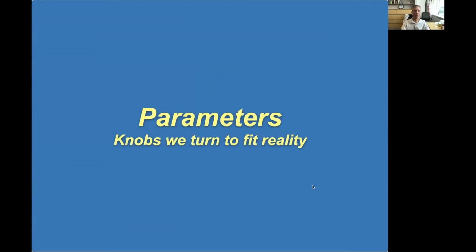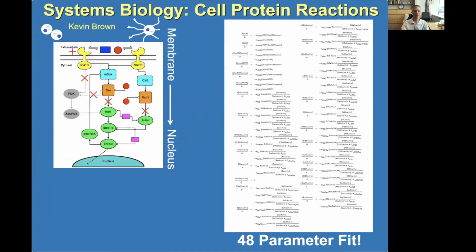So first of all, I want to talk about parameters. These are the knobs we turn to fit reality. And this is the model that got us started. This is a cancer biology model. You've got signaling molecules that attach to receptors on the membrane, and a bunch of complicated, really messy reactions happen. And then some signal gets sent to the nucleus that causes it to either differentiate or become a neuron.